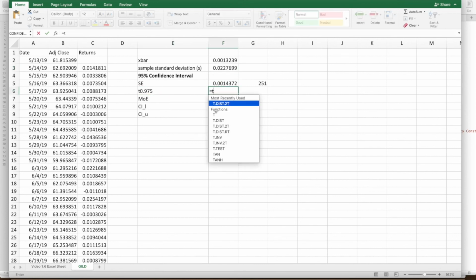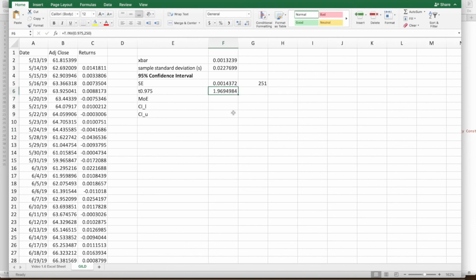Lucky for us, Excel provides the same formula, t dot inverse. We want 0.975 to the left. Now, degrees of freedom is n minus 1. So that's actually why we needed this n right here. 251 minus 1. I could just click on it and do minus 1, or you could just type in 250. But that's just something you have to remember: the degrees of freedom for a t distribution are n minus 1, the sample size minus 1.